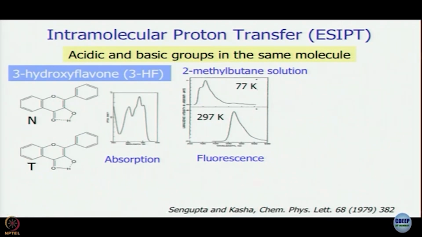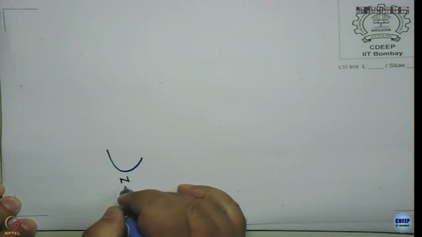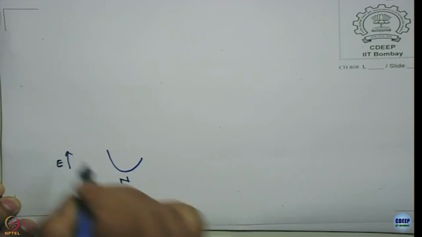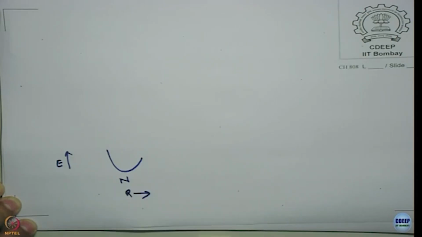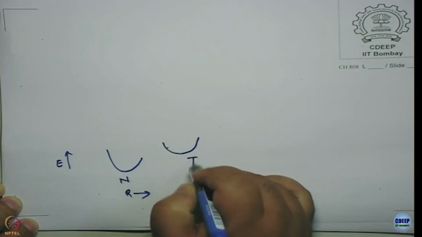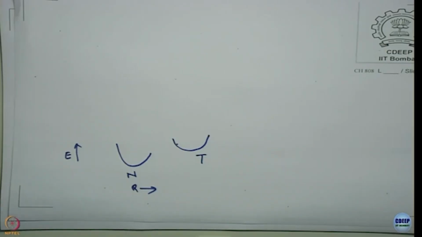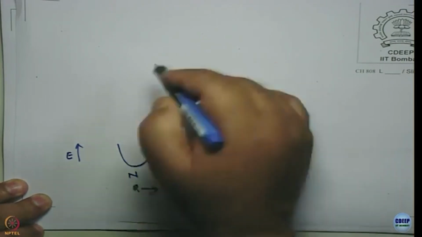Yeah. So, again you have a double well potential. So what I am saying is this: in the ground state, this is the energy of N, let us say, y axis is energy, x axis is a reaction coordinate, I can write R. This is N, and the energy of T must be higher, right. So, this is a double well, and we will come back to that.